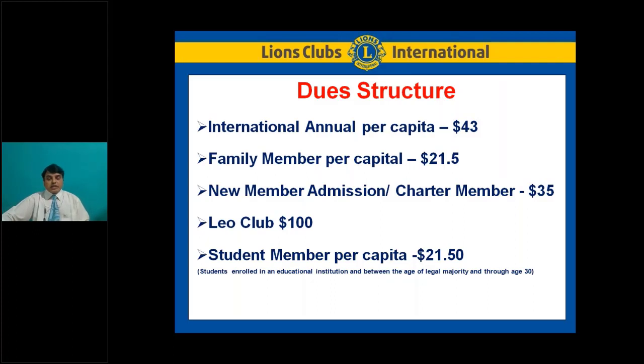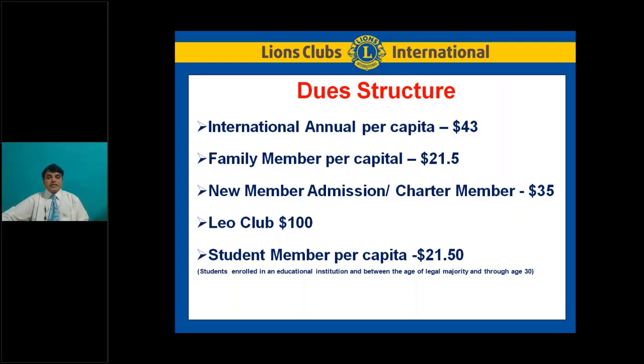For example, take one club called the Lions Club of Hyderabad. It had extended one Leo Club, for which they are going to pay $100. Earlier, there was one small change. Up to last year, they used to accept $100 for 20 members, and beyond 20 members, for every 5 members they used to charge $5.